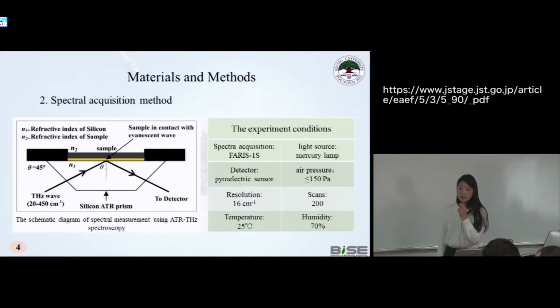The silicon ATR prism was the most important part of the ATR system, and it has a higher refractive index than the sample. The terahertz waves generated from the high pressure mercury lamp go to the ATR prism and generate the evanescent waves. Then the evanescent waves penetrate the sample and get the absorption information. This table shows the experimental conditions.